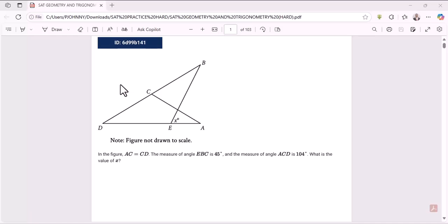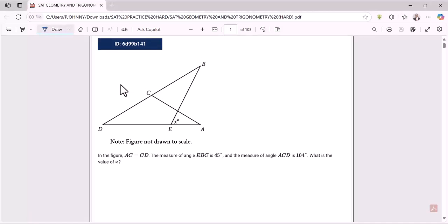It says in the figure AC is equal to CD. The measure of angle EBC is 45 degrees and the measure of angle ACD is 104 degrees. What is the value of x? So I want to find the value of x. They already give us some information that AC, which is this entire line, AC is equal to CD. So we have an isosceles triangle here.